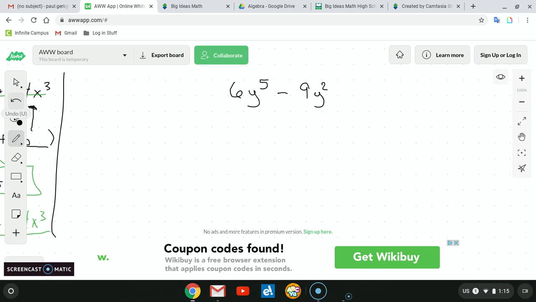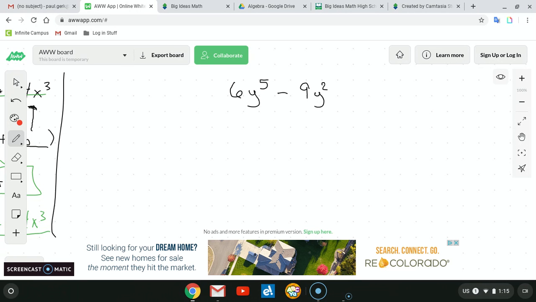So what can I divide both of those by? All right, we're going to do this a little bit quicker. So what's the GCF of the 6 and the 9? What's the GCF of the 6 and the 9?